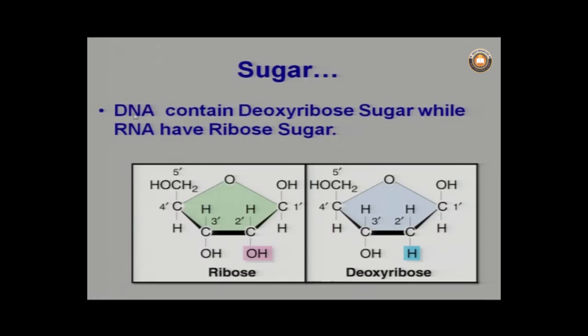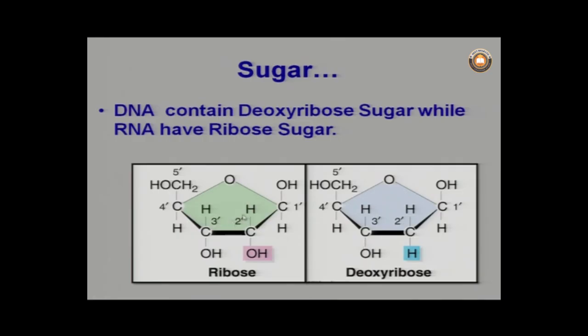What is the major difference between these two sugars, ribose sugar and deoxyribose sugar? If you can see in the picture, ribose sugar has 5 carbons, that is why ribose sugar is considered a pentose sugar. Here are the carbons, carbon number 1, 2, 3, 4 and 5, and this one is deoxyribose sugar. It also has 5 carbons, that is, it is a pentose sugar.